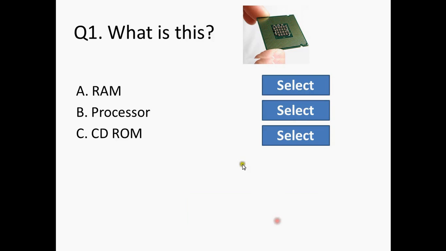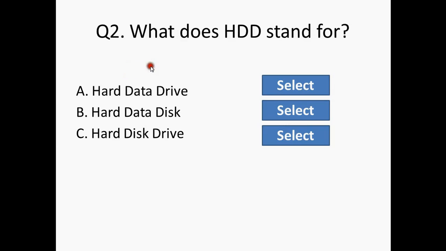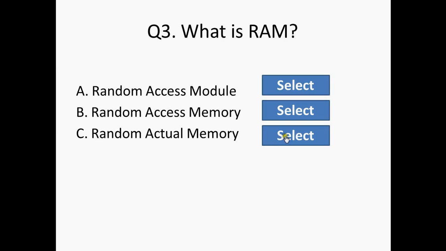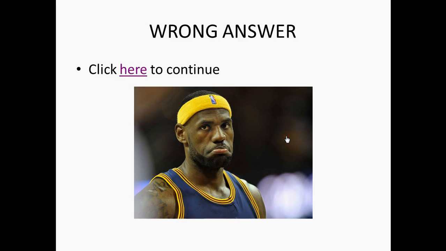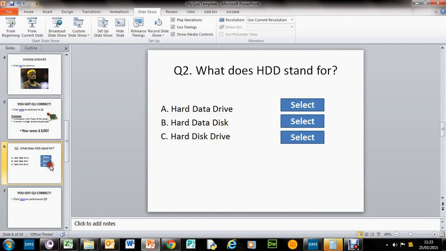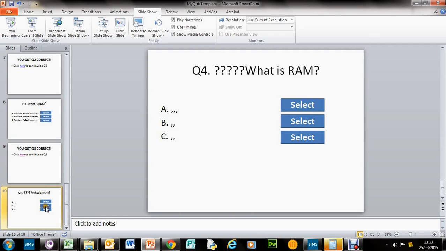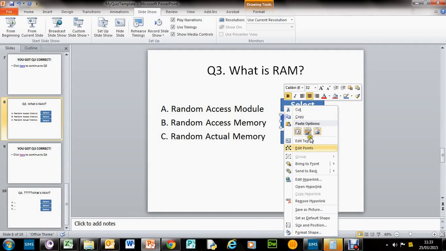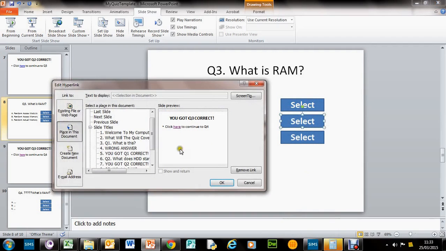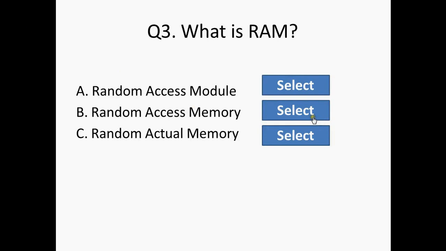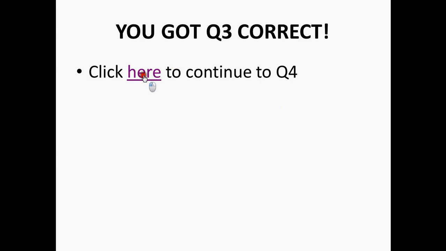Back here, does this all work? Processor, click here. Hard disk drive select, you got question 2. Here's the answer, the actual one. Oops, did I get that wrong? Hang on. It was random access. Have we got that going to the right slide? Just double, triple check. Oh yeah, we have got that right, sorry. Always test your system, and click to go to question 4.